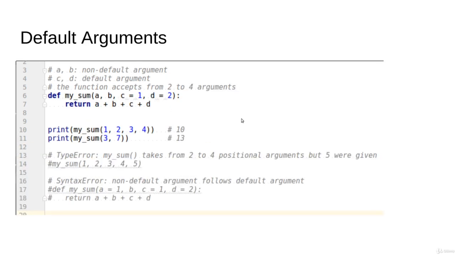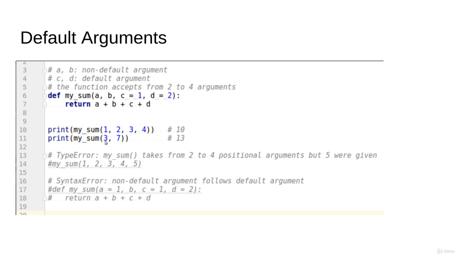The second feature here is the default feature. See this syntax here, what am I saying? A, B, which are two parameters, C equal 1, D equal 2. These two things here mean they are two parameters with default arguments. It means if the user didn't pass the argument to this variable, we can use the default one here. For example, if the user passed 1, 2, 3, 4 to sum them, then 1 goes to A, 2 goes to B, 3 goes to C, and 4 goes to D.